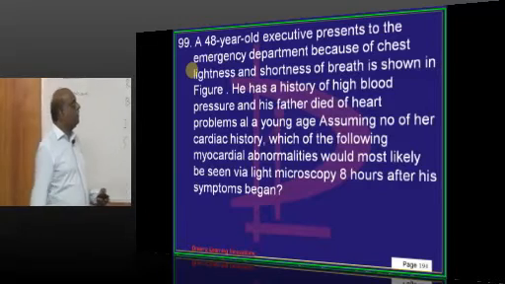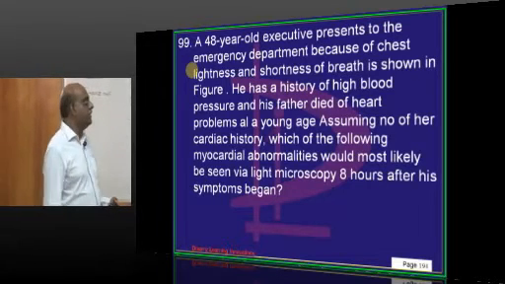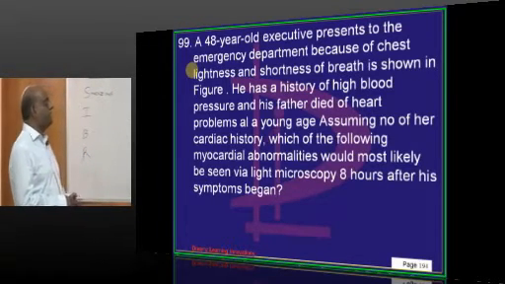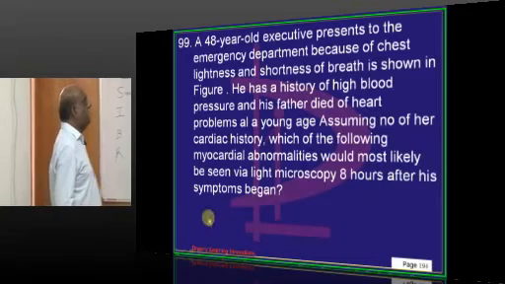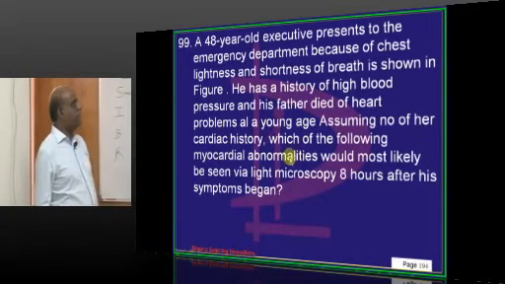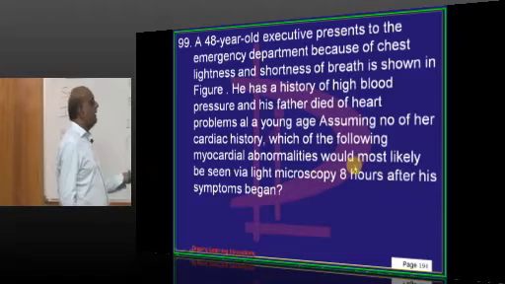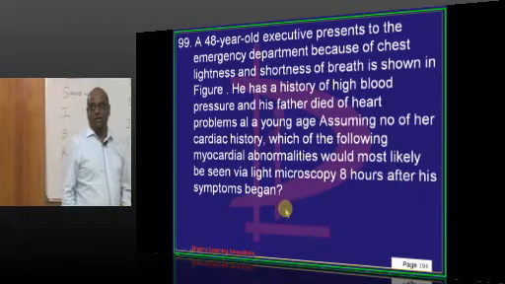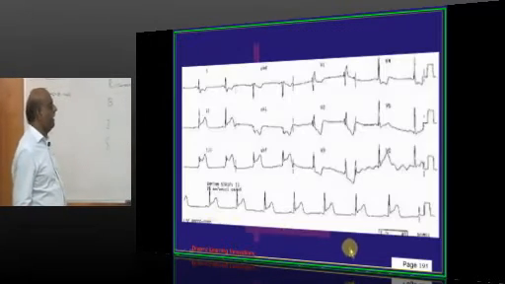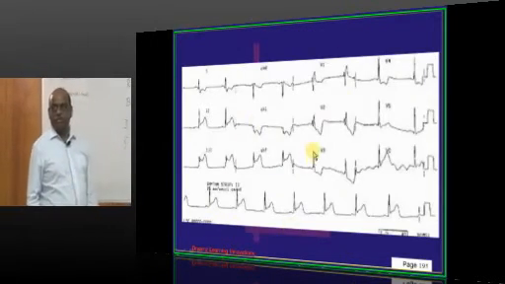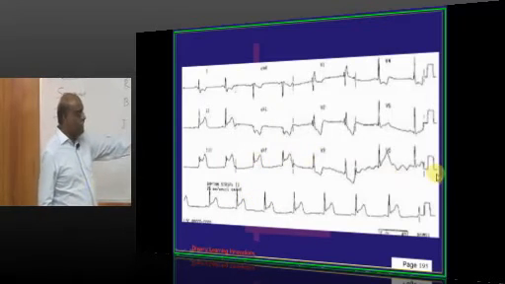A 48-year-old comes with chest lightness and shortness of breath, and has a history of high blood pressure. His father died of heart problems, and which myocardial abnormalities are likely to be seen on light microscopy 8 hours after his symptoms? So what do you have here? He is having an acute MI.